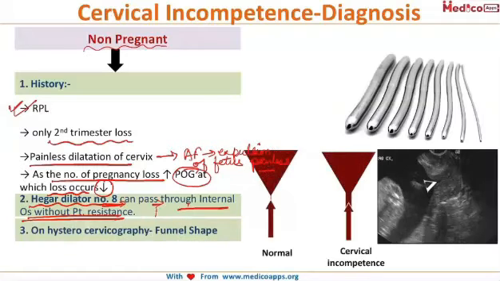Apart from this, hysterocervicography can be done, and in this we insert a Foley's catheter inside the uterus and a radiopaque dye is injected. In normal patients, since the os is closed, this dye will not come out. Whereas in cases of cervical incompetence, since the os is open, the dye comes out, and so the cervicography will give a funnel shaped appearance.